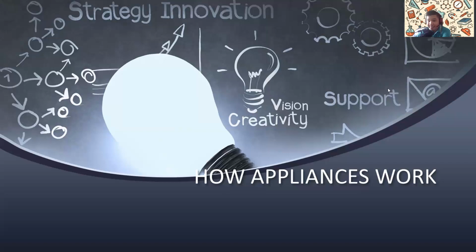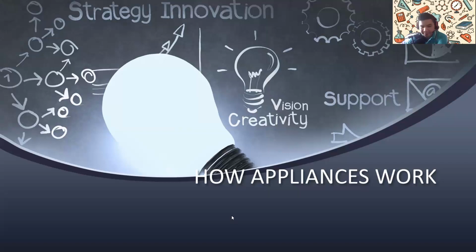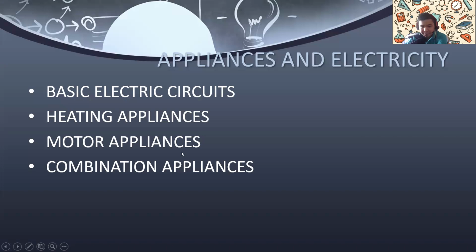How appliances work. Now, appliances and electricity. I will be talking about four different things today. First, the basic electrical circuit. Second, the heating appliances. Third, the motor appliances. Fourth, the combination appliances.